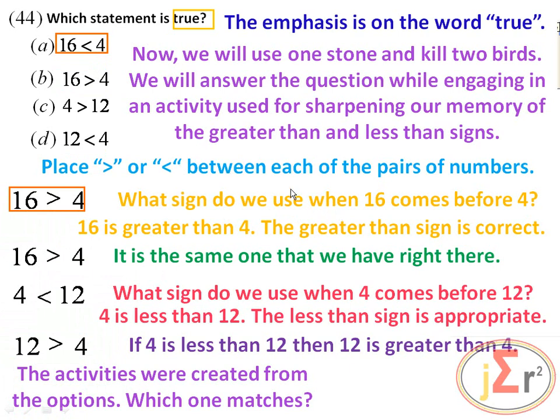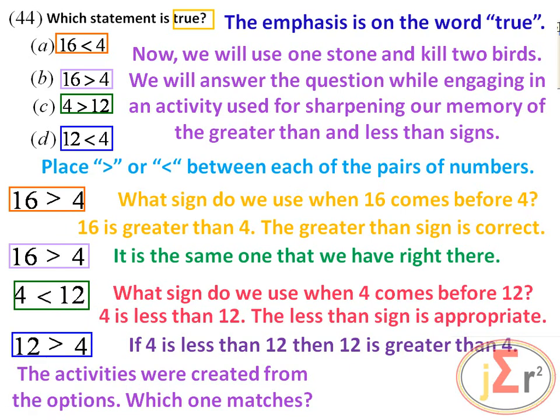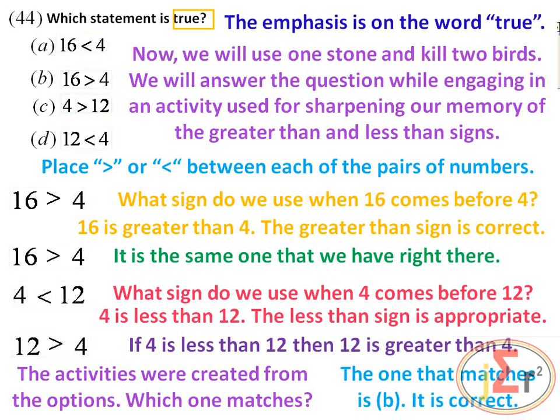What about option B? Are they the same? Yes. So that one is true. Option B is correct. What about that one? Are the signs the same? No, it's less than. So those are different. What about the final one? Are those the same? No. So those are also incorrect. So the only one that is correct is which one? Option B. The one that matches is option B.